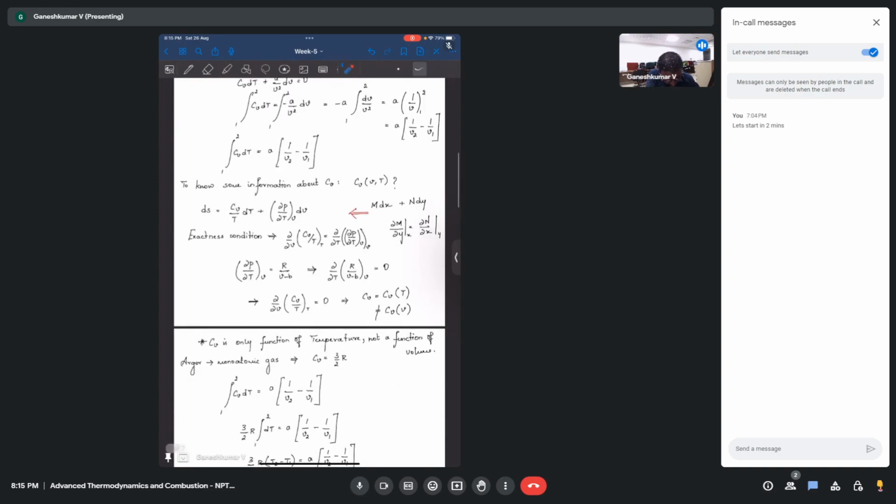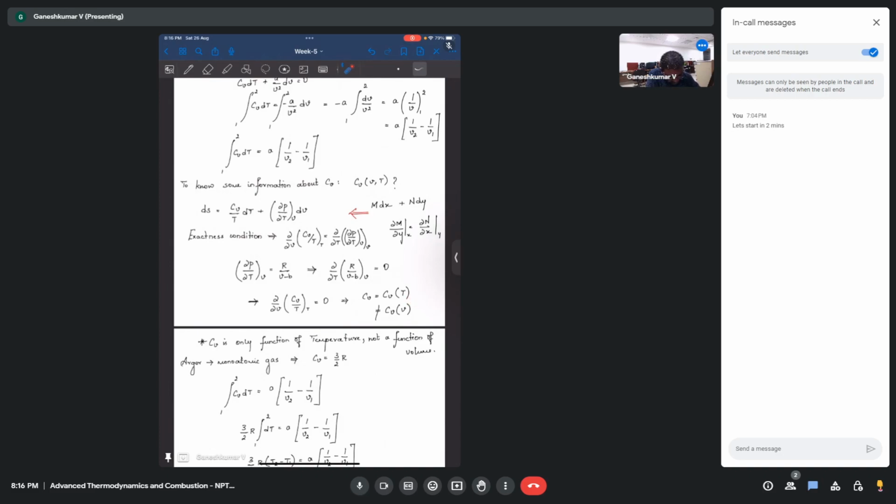And what we need to find out is whether CV is a function of temperature only, or a function of both temperature and specific volume. To find this, we used this relation and applied the exactness condition, because the total change in entropy is an exact equation, right? When we applied it, it turns out that CV could be a function of only temperature. It cannot be a function of volume. So that is clear for the van der Waals equation of state.